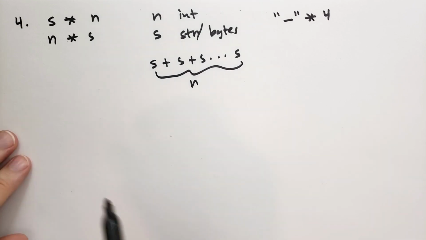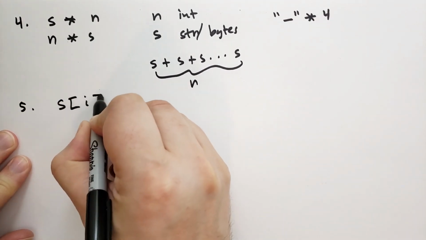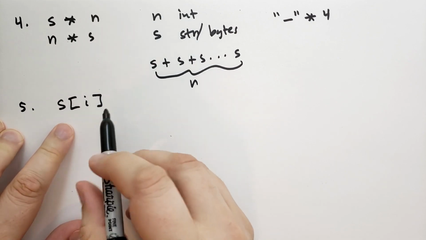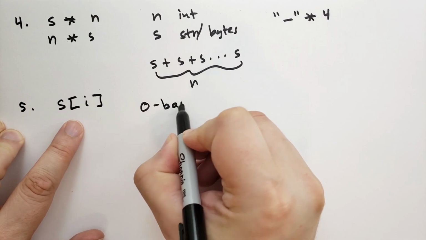We also have subscription. This would be s, where you pass in some integer i with square braces, and this will give you the ith element. Remember, it's 0 based, so the first element is 0.